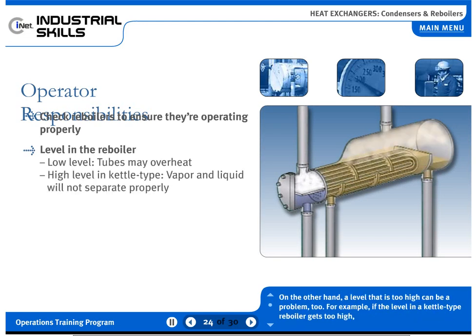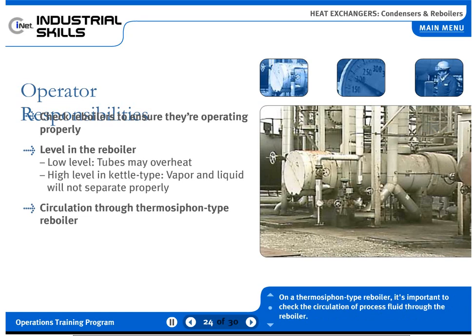On the other hand, a level that is too high can be a problem too. For example, if the level in a kettle-type reboiler gets too high, the vapor and liquid will not separate properly, and a mixture may flow back into the distillation column. On a thermosiphon-type reboiler, it's important to check the circulation of process fluid through the reboiler.